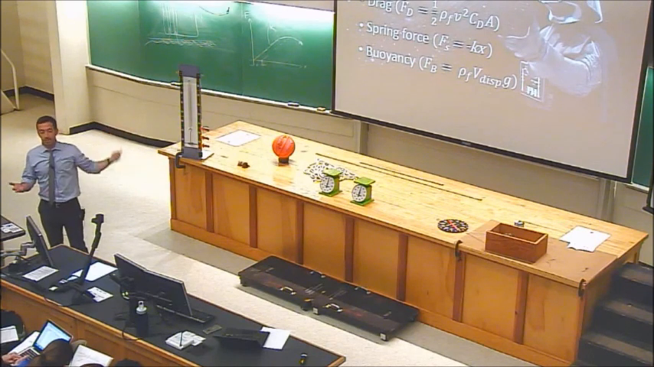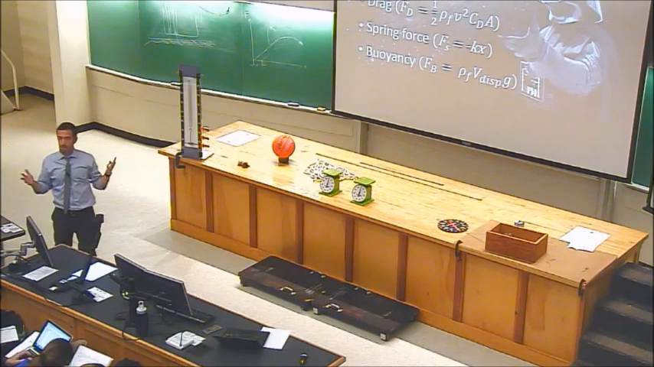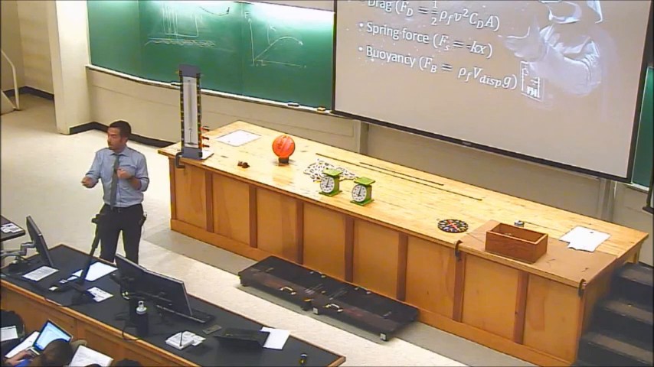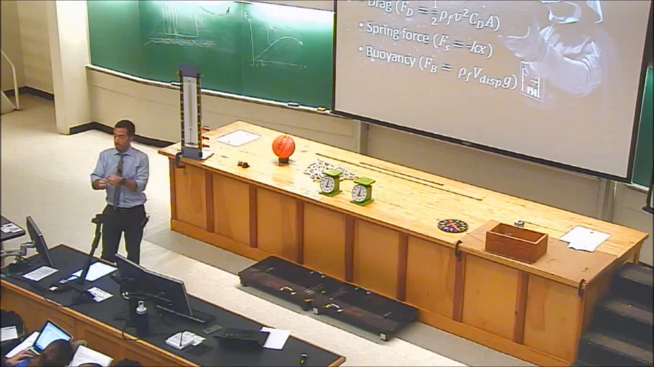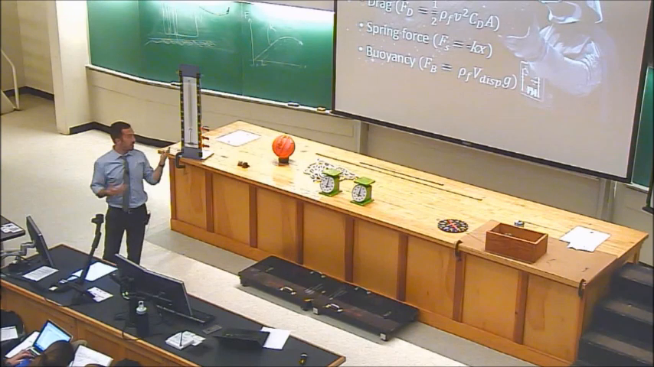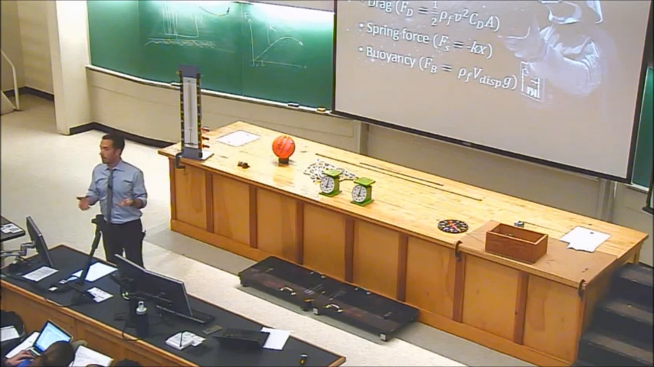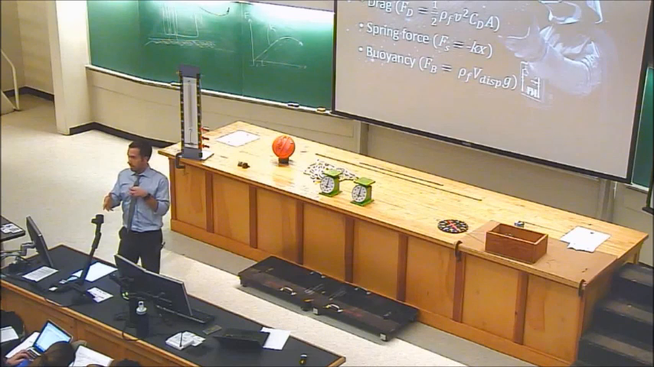The negative sign means this, and this is totally mind-blowing. Springs oppose whatever you do to them. I pull on a spring, it pulls back. I push on a spring, it pushes back the other way. That's all that negative means. The negative sign just means pull on a spring, it pulls you back. Push on a spring, it pushes you back.